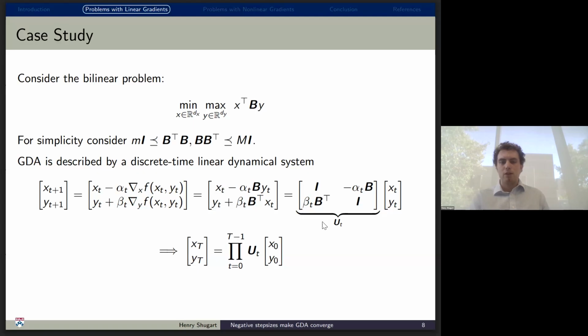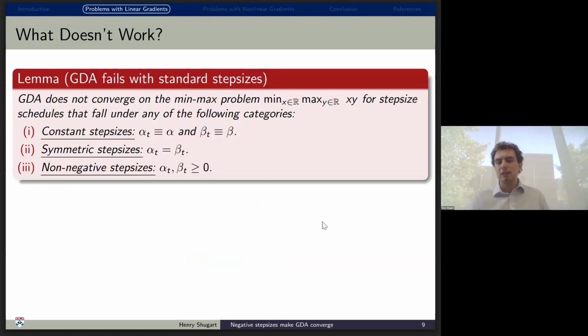So before we look at what step sizes we might want to take, we should look at what step sizes we can't take, else we're going to diverge. Surprisingly, it's easy to show that GDA fails with 3 different families of step size schedules that are all perhaps logical, and maybe the first initial choices for step sizes.